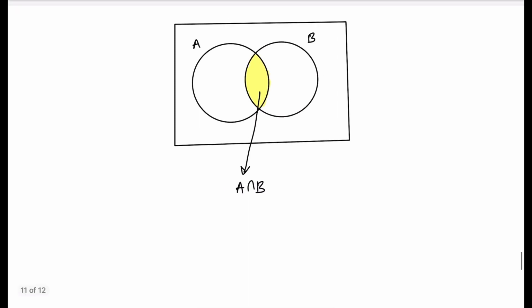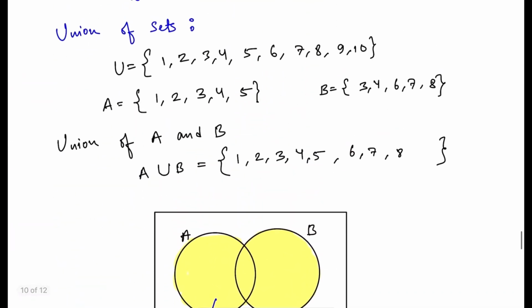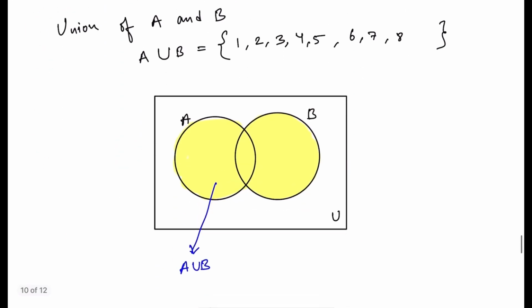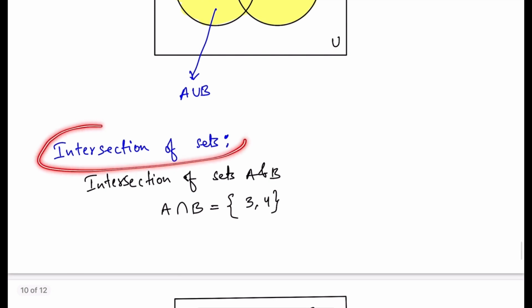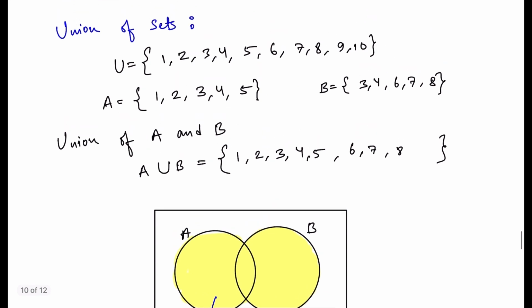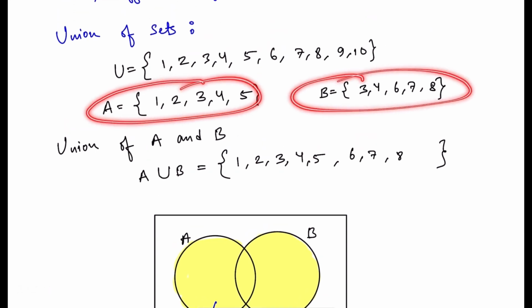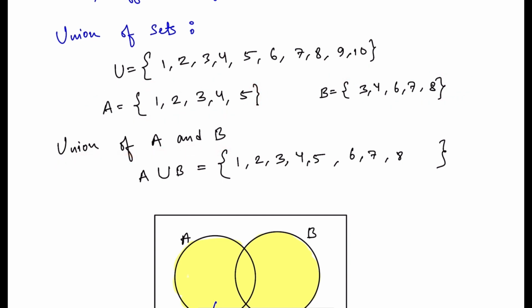So we are going to move on to our next subtopic. What we were discussing was the operations on sets, under which we have seen union of sets and intersection of sets. Under union of sets, we discussed that the union of A and B is a set which is a collection of all the elements of A and B. That was A union B.